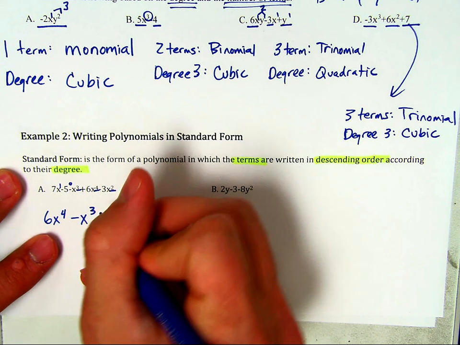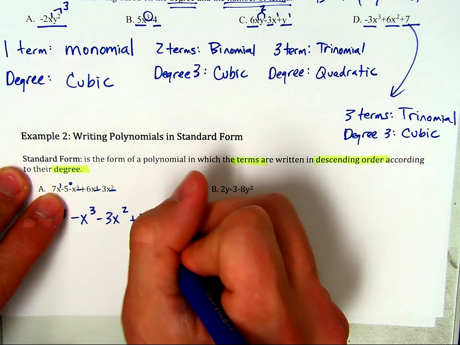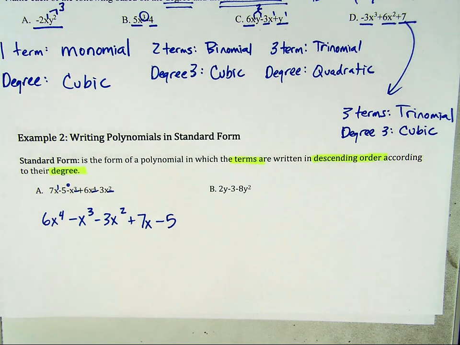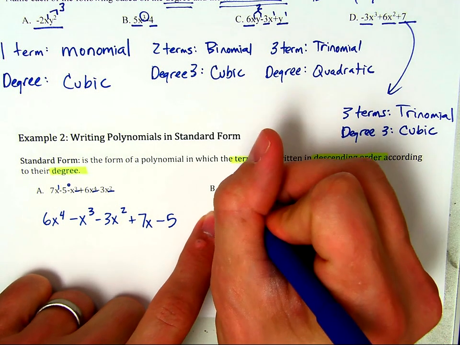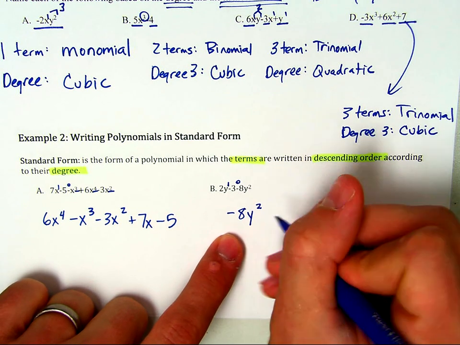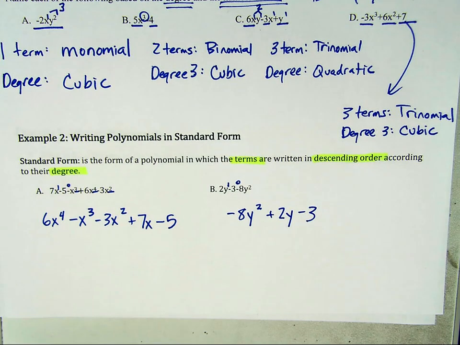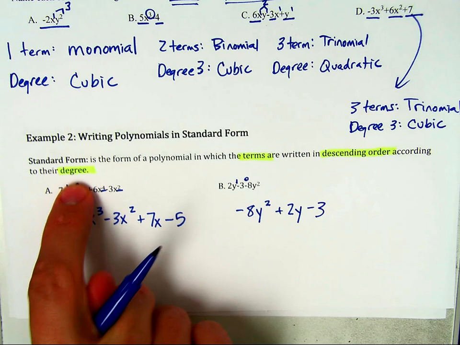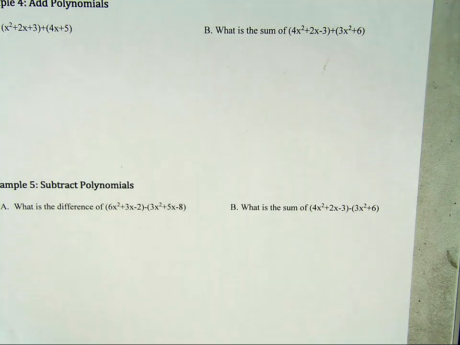So we start off by writing 6x to the 4th. Then we write the negative x to the 3rd. Then the negative 3x squared. Then the 7x and then minus 5. Okay, that's it. All right, for B, this is 2, 1, 0. So we say negative 8y to the 2nd plus 2y minus 3. Okay, that's standard form, writing them in descending order according to their degree.